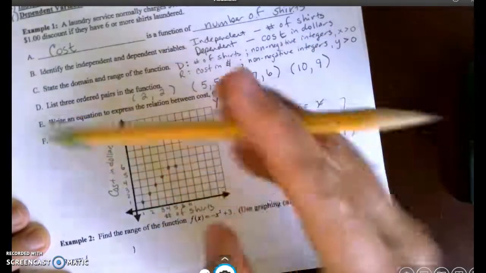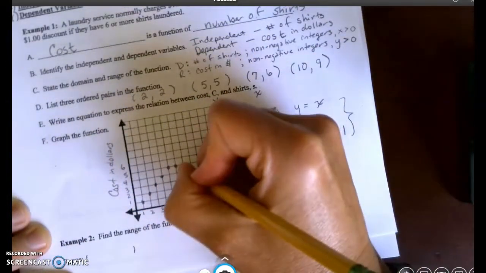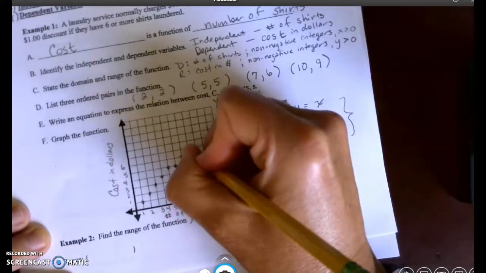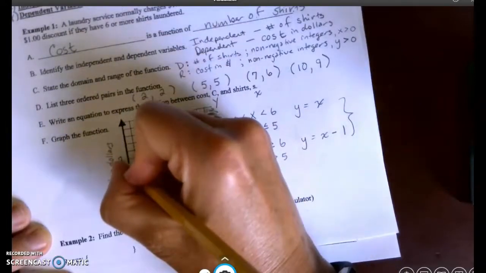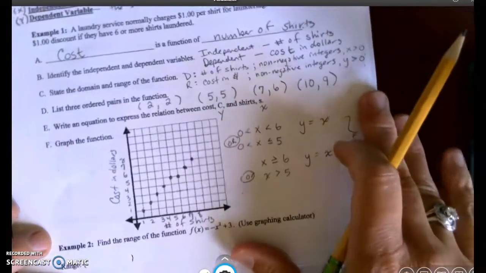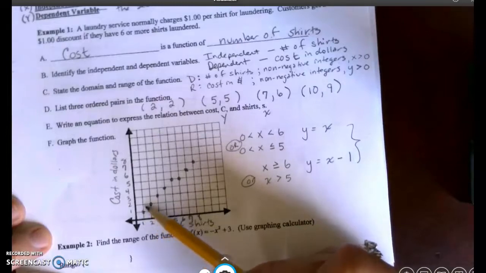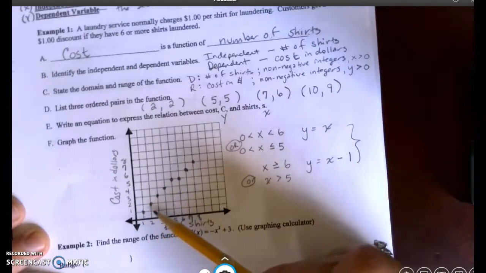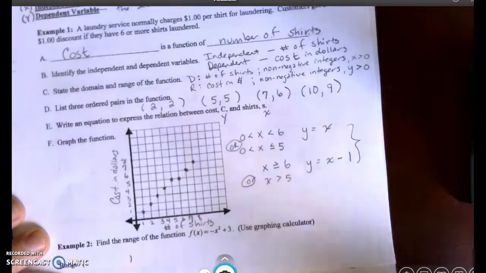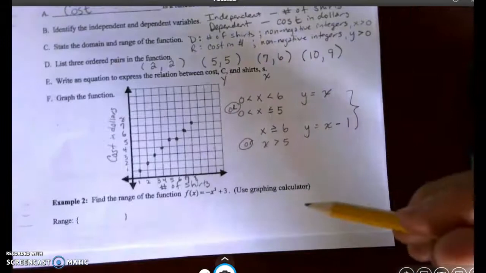And then, oops, did I put 2 6s there? I sure did. This is 7, sorry. 7 shirts is $6. 8 shirts would be $7. All right, and I am not going to connect these dots, because if I did, that would mean that there's points in between, like 1.5 shirts is $1.50, and it's not. This is what we call a discrete graph, because we only include the dots, we don't connect them. We say that it's a continuous graph when we connect it.